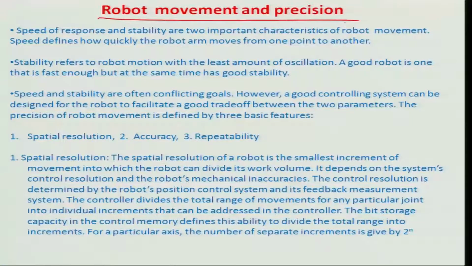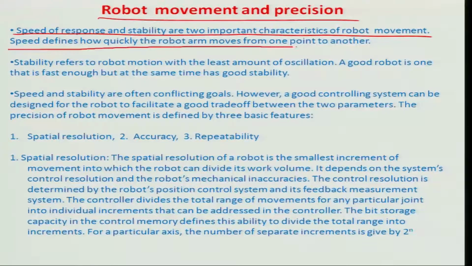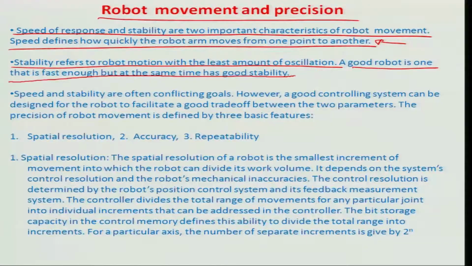We now talk about robot movement and precision. Speed of response and stability are two major important characteristics of robot movement. The speed defines how quickly the robot arm moves from one point to another, and stability refers to the robot motion with less amount of oscillation. A good robot is one that is fast enough, but at the same time has good stability. Three important basic features which need to be controlled are spatial resolution, accuracy and repeatability.